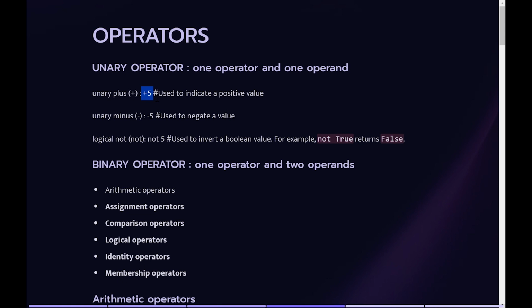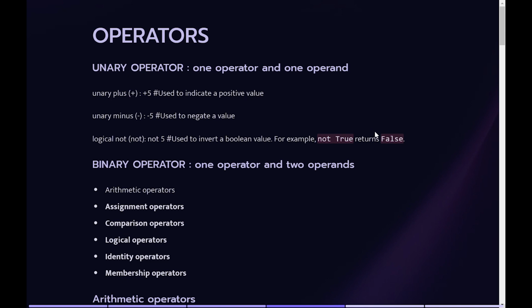And you move on to the logical not that we have. This also acts as a unary operator. We'll be looking at the logical not as a unary operator during the logical operators part. As for now, we have the unary plus and unary minus.